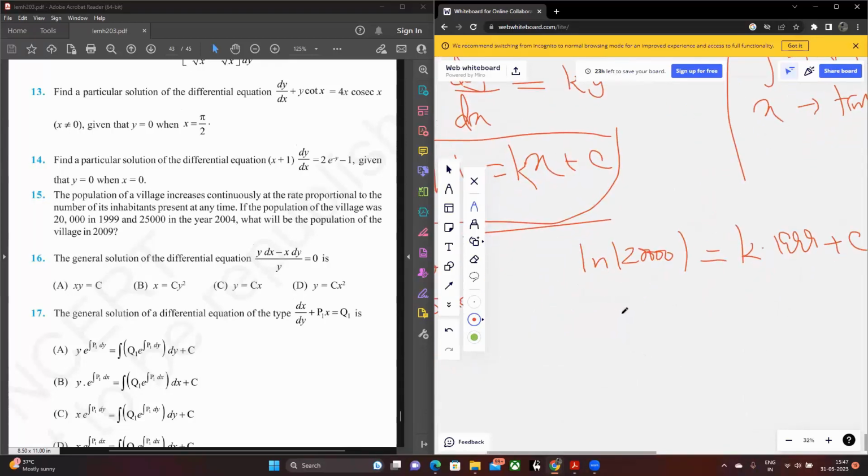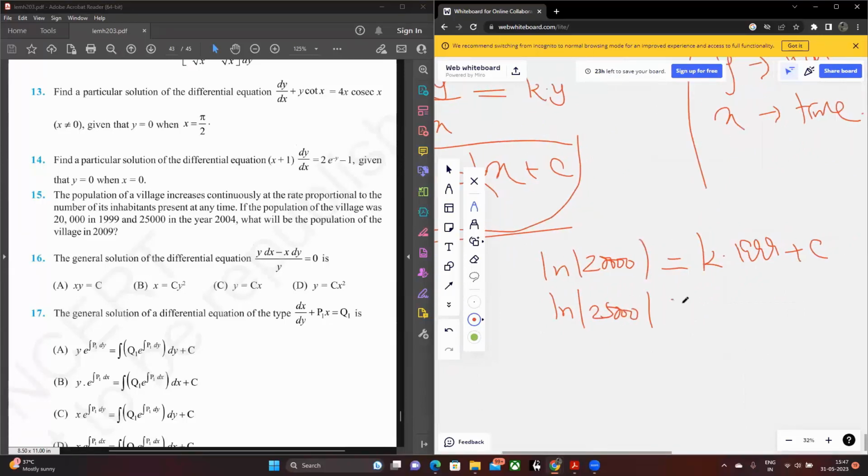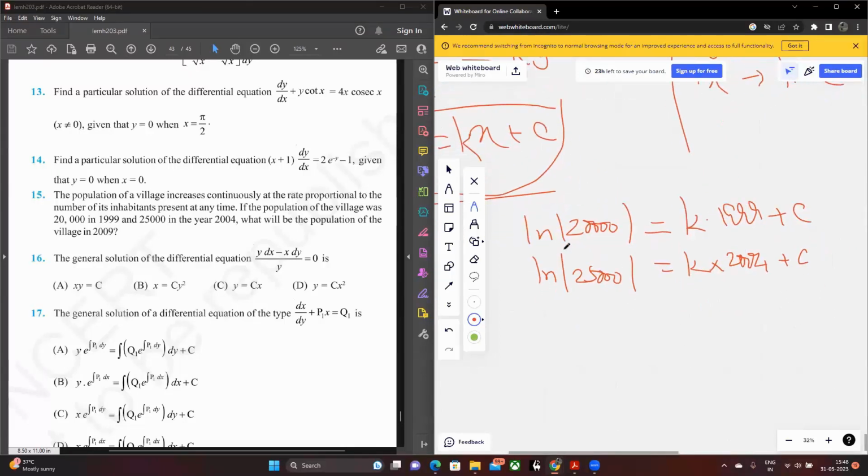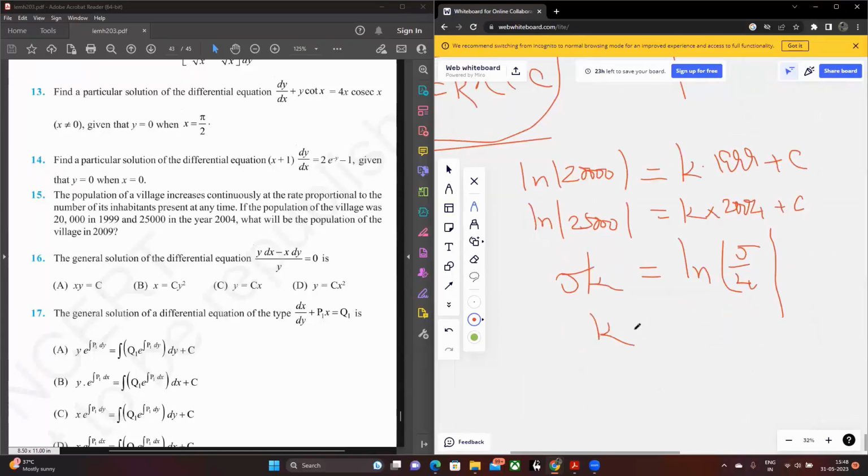ln mod 25,000 is basically k into 2004 plus c. Subtracting both, we have 5k is equal to ln of 5 by 4, or basically k is equal to 1/5 of ln of 5 by 4.